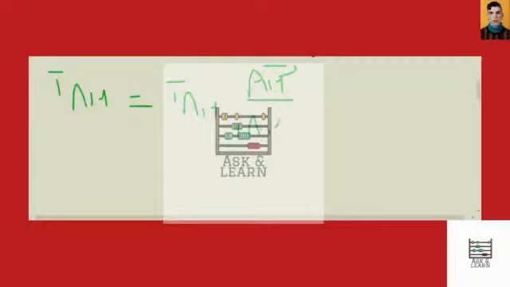of AH, which gives the answer TAH 0.5J minus square root of 3 by 2K.